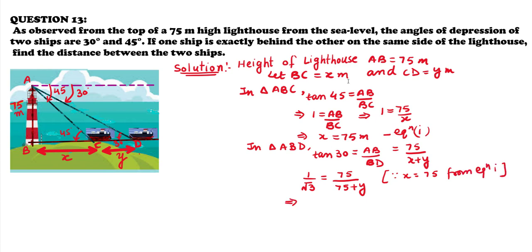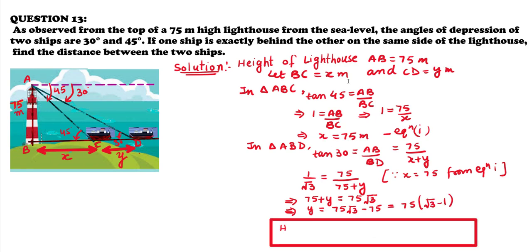So that implies 75 plus Y is equal to 75 root 3. That implies Y is equal to 75 root 3 minus 75. 75 is common, so that is 75 into root 3 minus 1. Hence the distance between the two ships is 75 into root 3 minus 1 meters.